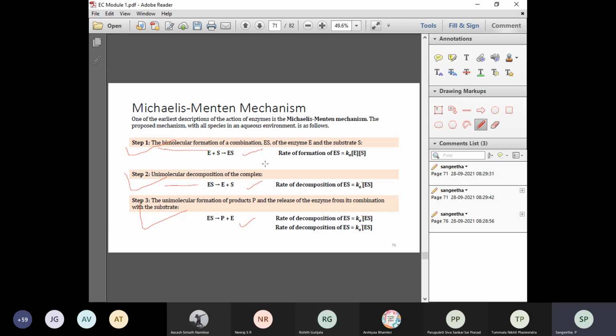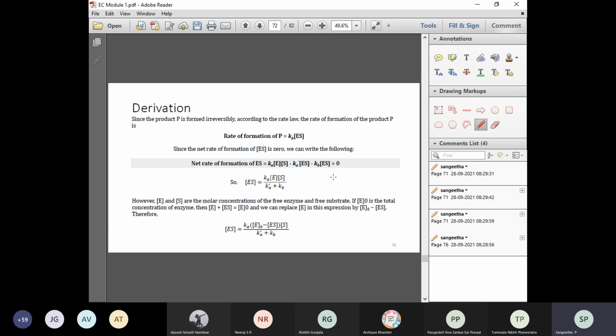So we will be focusing on the rate of formation, how it is, and then the rate of dissociation or decomposition, then the rate of formation of the products. All these things we had an equation, and based on that we were coming to the conclusion for the concentration of the ES complex, that is, the molar concentrations of the free enzyme E and free substrate S, how we are going to come to the final conclusion.